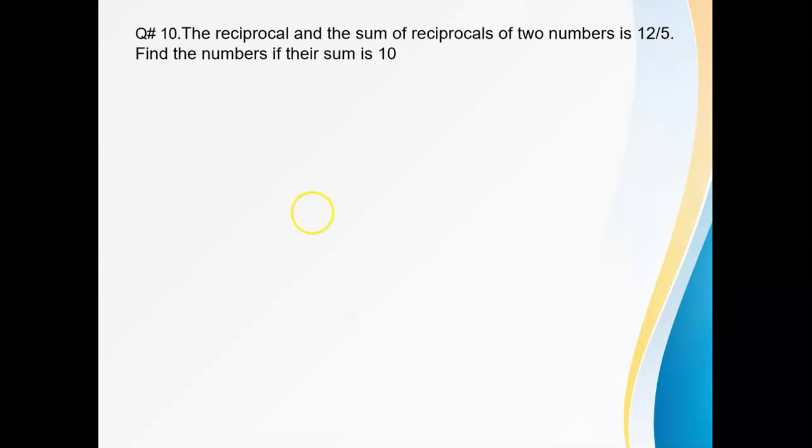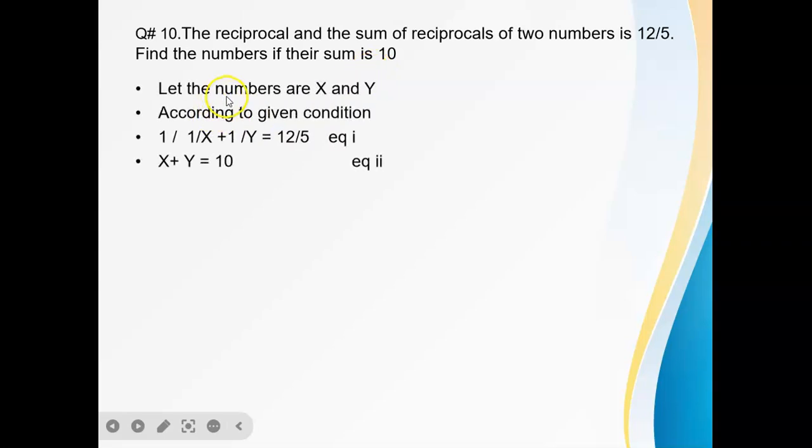Coming to our next question, that is question number 10, it states that the sum of reciprocals of two numbers is 12 by 5. We have to find the numbers if their sum is 10. So here, we will suppose that let the numbers are x and y. Then according to the given condition, it is stating here that the sum of the numbers is 10.